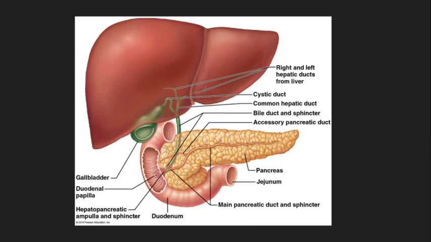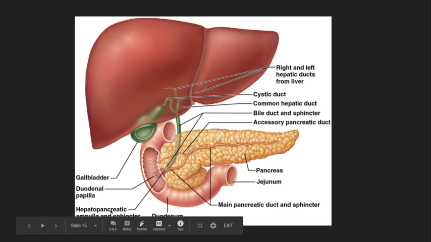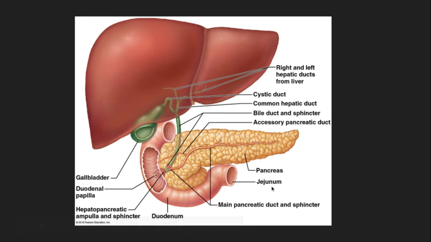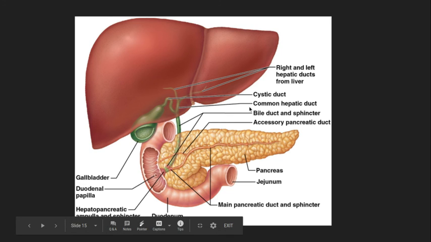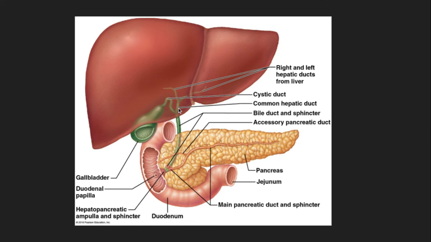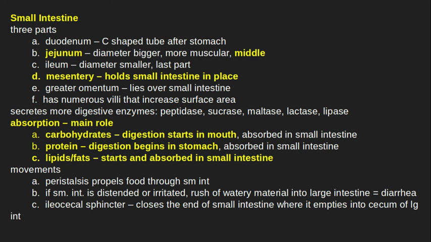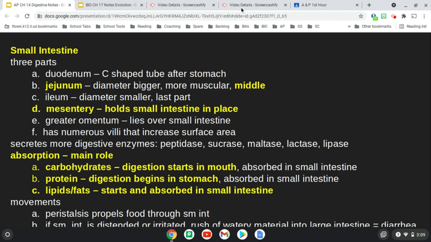And here's a picture of our liver and our gallbladder. You can see the pancreas here, the jejunum, the bile duct and the sphincter. You can see the common hepatic duct and the cystic duct. Okay, that's where these notes will end.